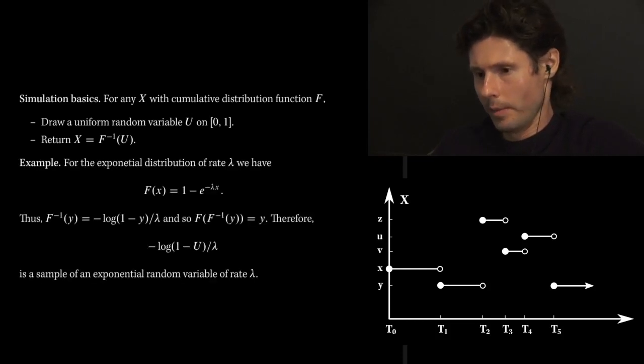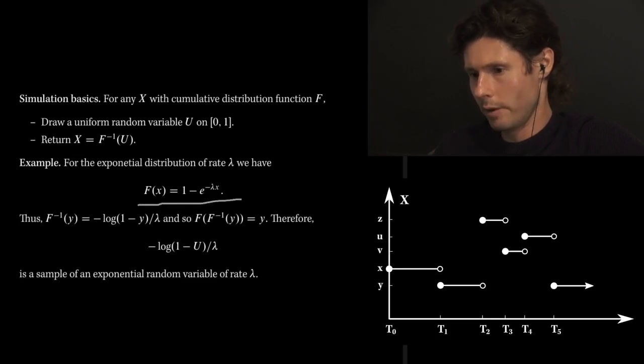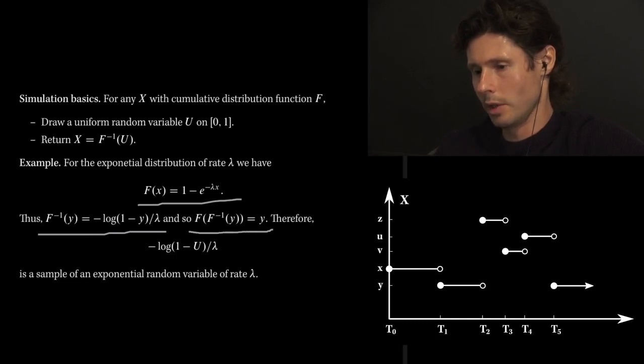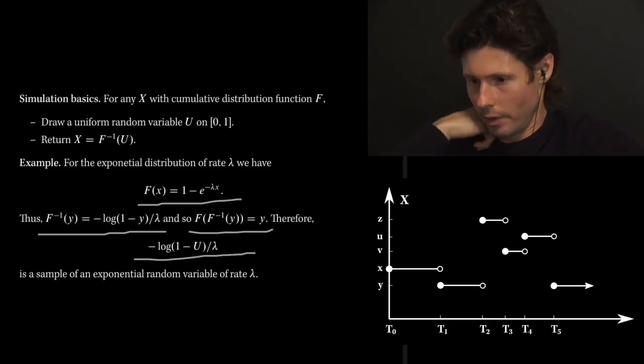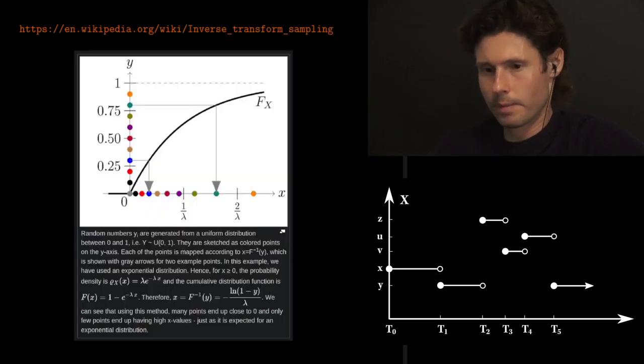So let's see an example here. Here's the CDF of an exponential random variable with rate lambda. You can very easily verify this is the inverse. Here's how you verify it. This would be the relationship, and you can check it for these formulas. And then immediately from this, you get that this expression here, where U is a random variable distributed on 0 to 1, is a sample of an exponential of rate lambda.